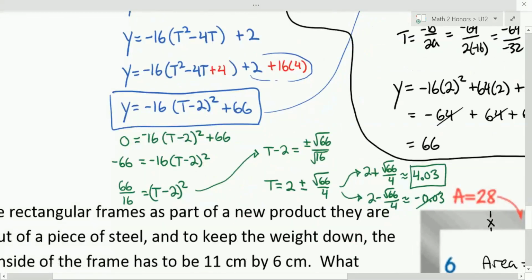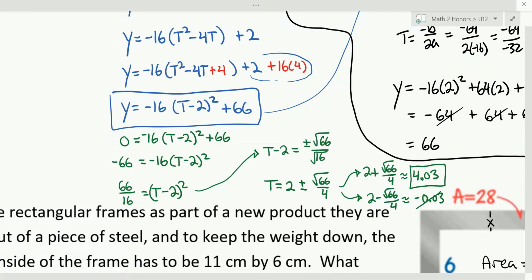So my work's in green here. I plugged in 0 for y, subtracted 66, divided by negative 16, double negative makes a positive. Take the square root, don't forget the plus or minus, add the 2, split it up, you get a positive answer and a negative answer. Throw out the negative answer because it's not going to make sense in our context. 4.03 does make sense. It'd be right after 4 seconds. So 4.03 seconds is a good estimate.